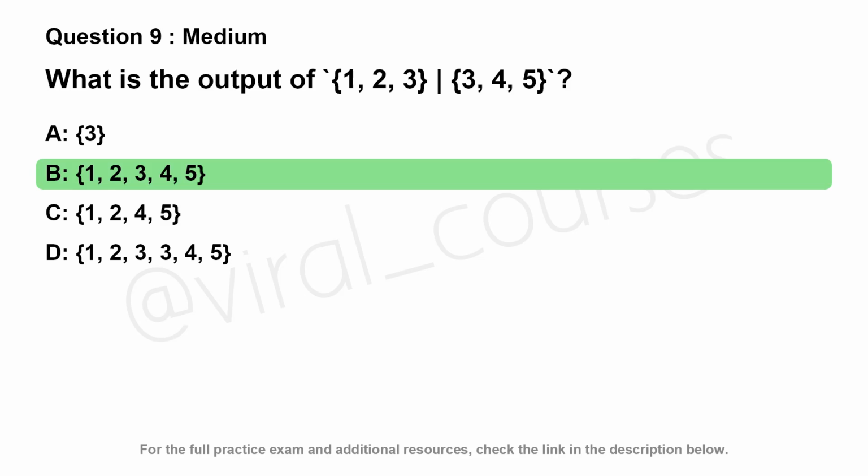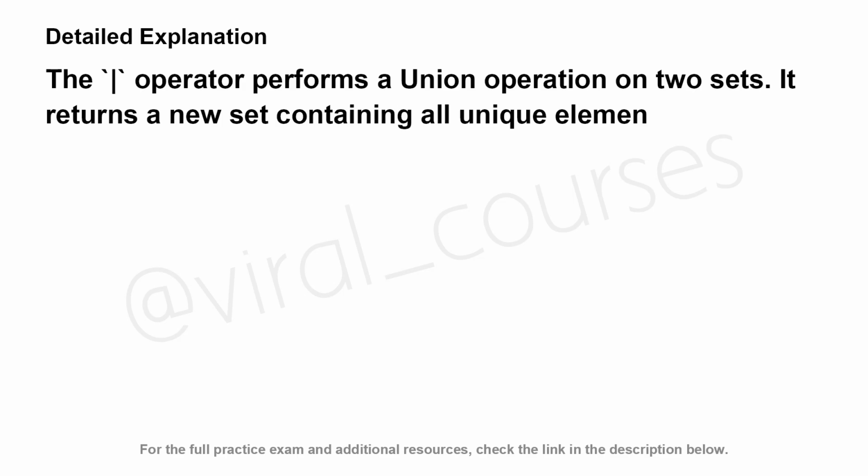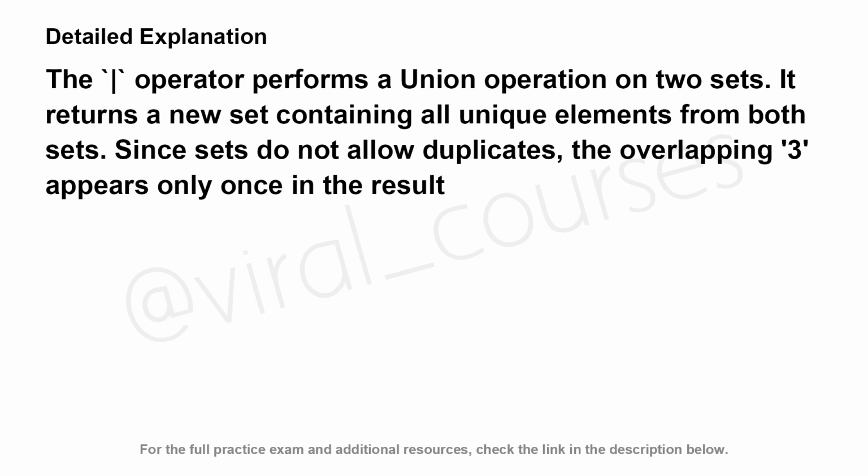The correct answer is B. The | operator performs a union operation on two sets. It returns a new set containing all unique elements from both sets. Since sets do not allow duplicates, the overlapping 3 appears only once in the result.